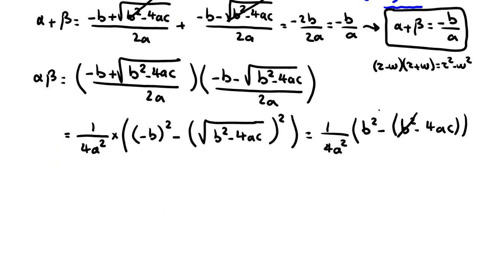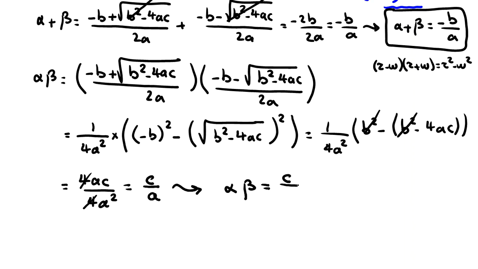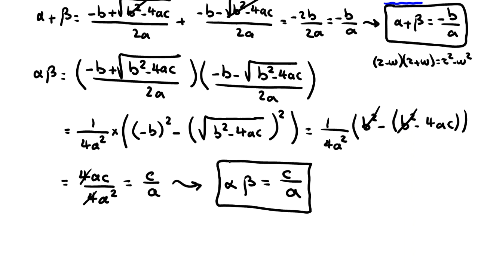B squared will be cancelled, plus 4ac. So it will be negative, will be plus 4ac over 4a squared. We cancel 4a with 1a. It will be c over a. Again, another important formula that you should memorize: alpha beta, the product of roots, equals c over a.